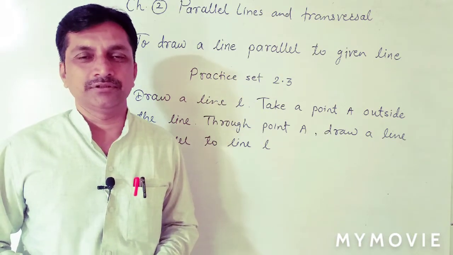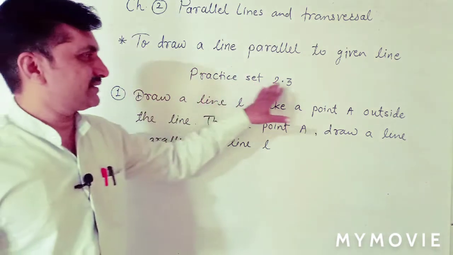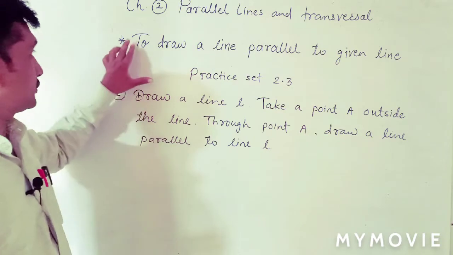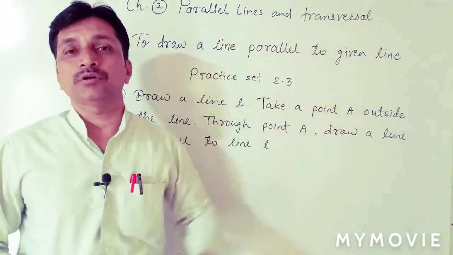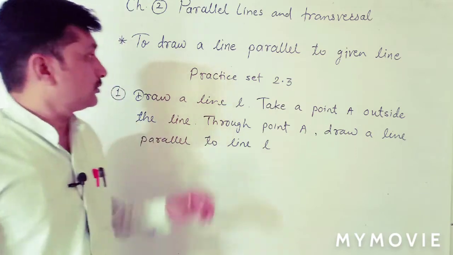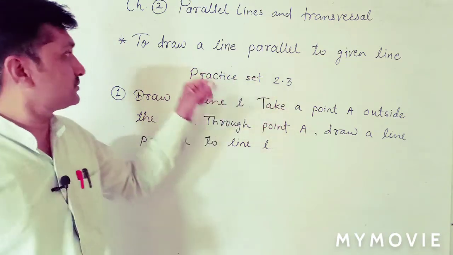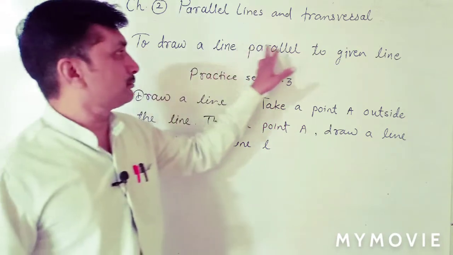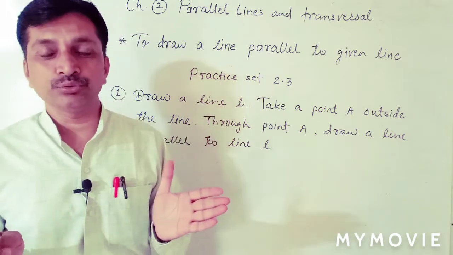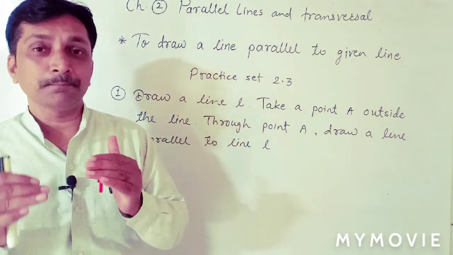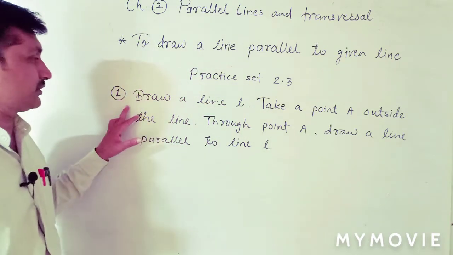Welcome to our channel. Dear friends, in this video we are going to study practice set 2.3 of chapter 2, parallel lines and transversal, of standard 8. Here in practice set 2.3 the point is to draw a line parallel to the given line. One line will be given to you and we have to draw a parallel line to the given line. Let's see example number 1.